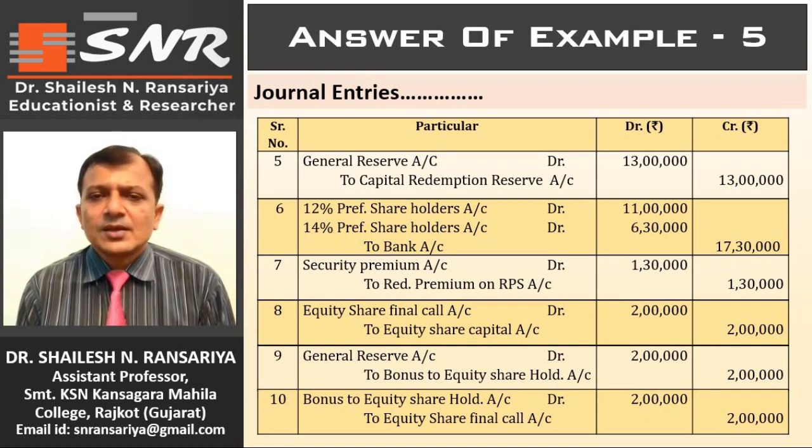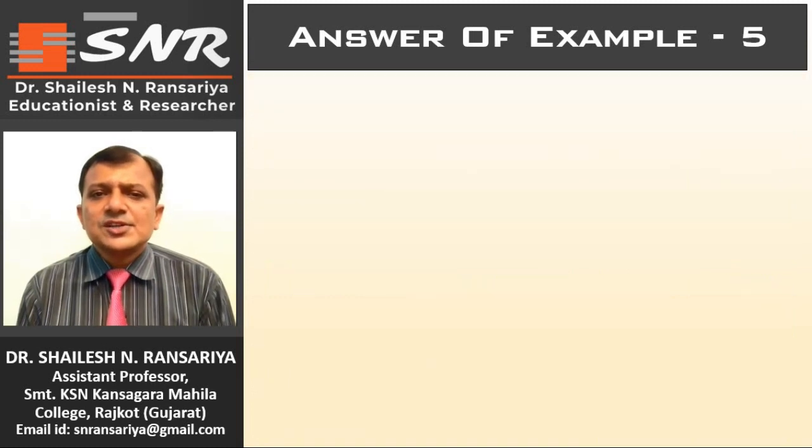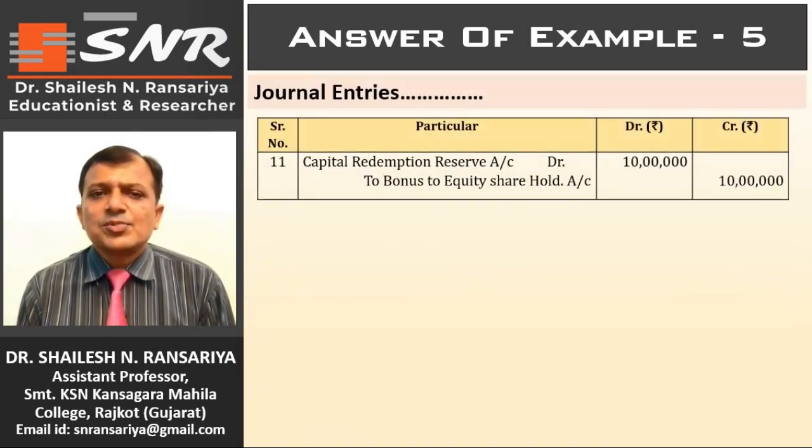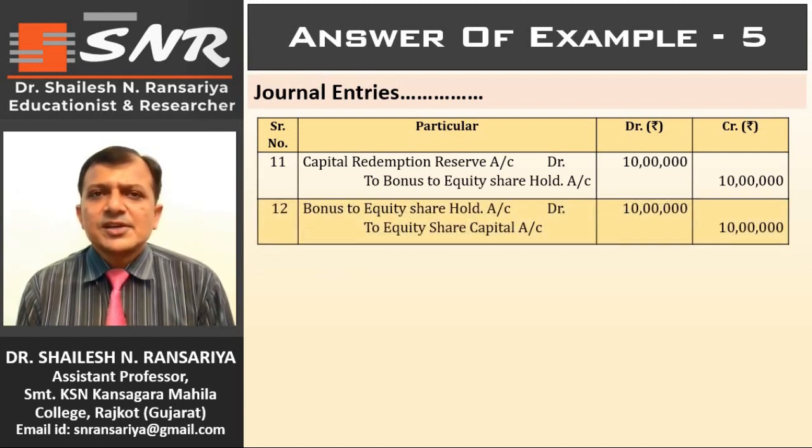Now the next two entries are for the bonus share for fully paid up share, and for this the company can use the amount of CRR. So entry number 11, capital redemption reserve account debit to bonus to equity shareholders account credit rupees 10 lakhs. Now issue the bonus share in entry number 12. So bonus to equity shareholders account debit to equity share capital account credit 10 lakhs.